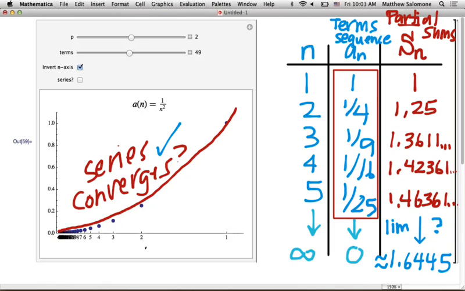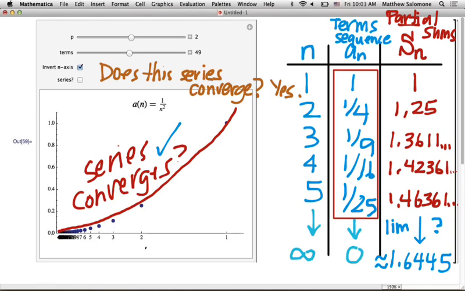So there's two questions we can ask about a series, and one of them is the one that we're going to get a lot of practice answering. The other one is one that is in general very hard. The first question is whether the series converges. Does this series converge? That's going to be the one that we answer more often than not. And for this series, it looks like the answer is yes.